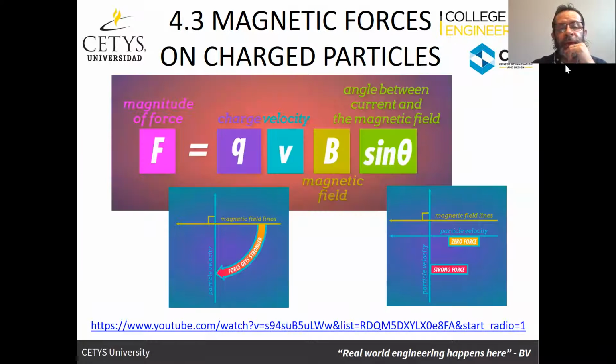And we also know that the force that's going to be exerted on this charge is going to be directly proportional to the magnitude of the charge, the velocity or the speed it has, the magnetic field, which is called B, and the sine of the angle that the magnetic field has with regards to the velocity vector.